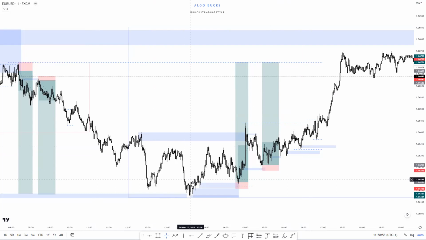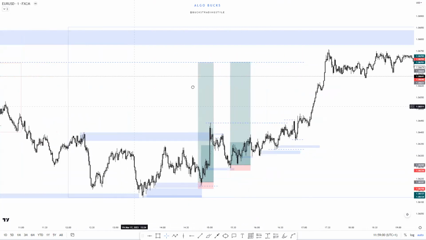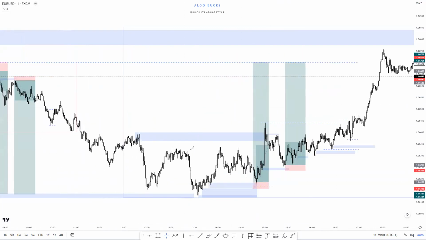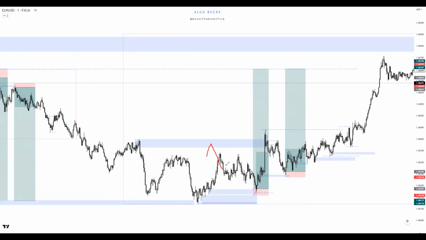Price can legit take out, okay, let's say we have the mitigation of this POI right here and price starts going down. Price can come back up and just take out that high and give us a rejection. But as long as it is still within that POI, we can take that trade, okay? Sometimes it is session opens, session highs. If this session high got taken right here, we can get the rejection candle for the sell.